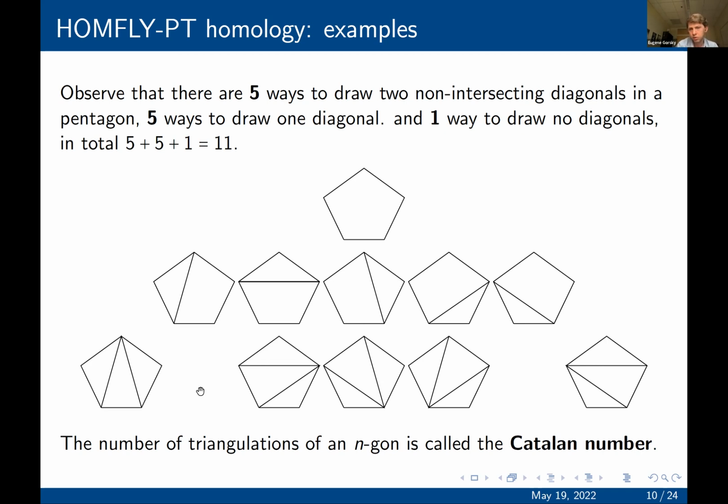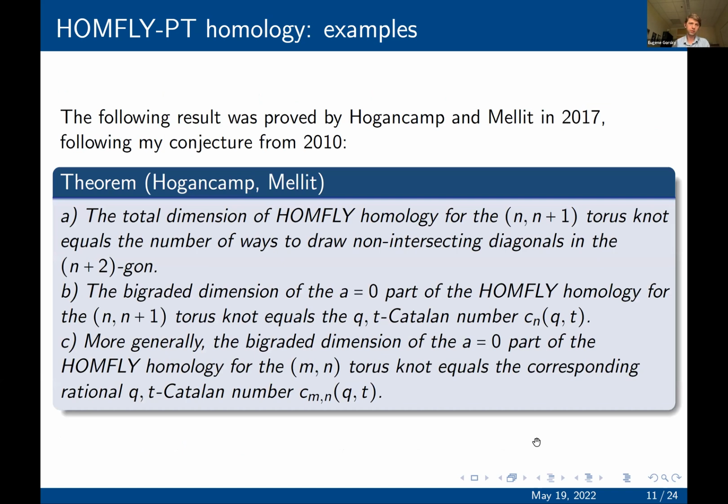Maybe you've seen in combinatorics that the number of triangulations on the bottom level is called the Catalan number, and there are some formulas for it. We won't really need it. The conjecture is that this is always true. I conjectured this around 2010, and Matt Hogancamp and Anton Mellit proved this conjecture in increasing generality, and then proved it in full in 2017. Combining their theorems, we get the following results.